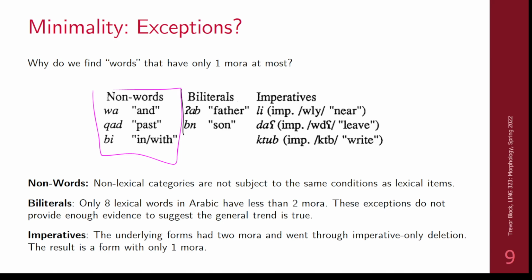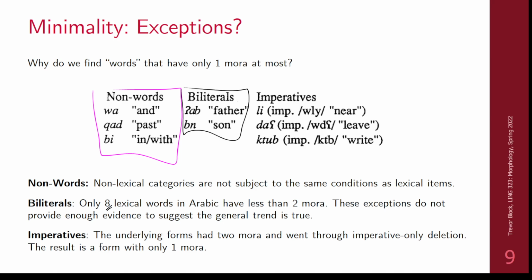There are terms called biliterals here. So two consonants, some have one mora, some have zero. But these are a very limited amount of words. So this is not exceptional enough to prove that it does not work.